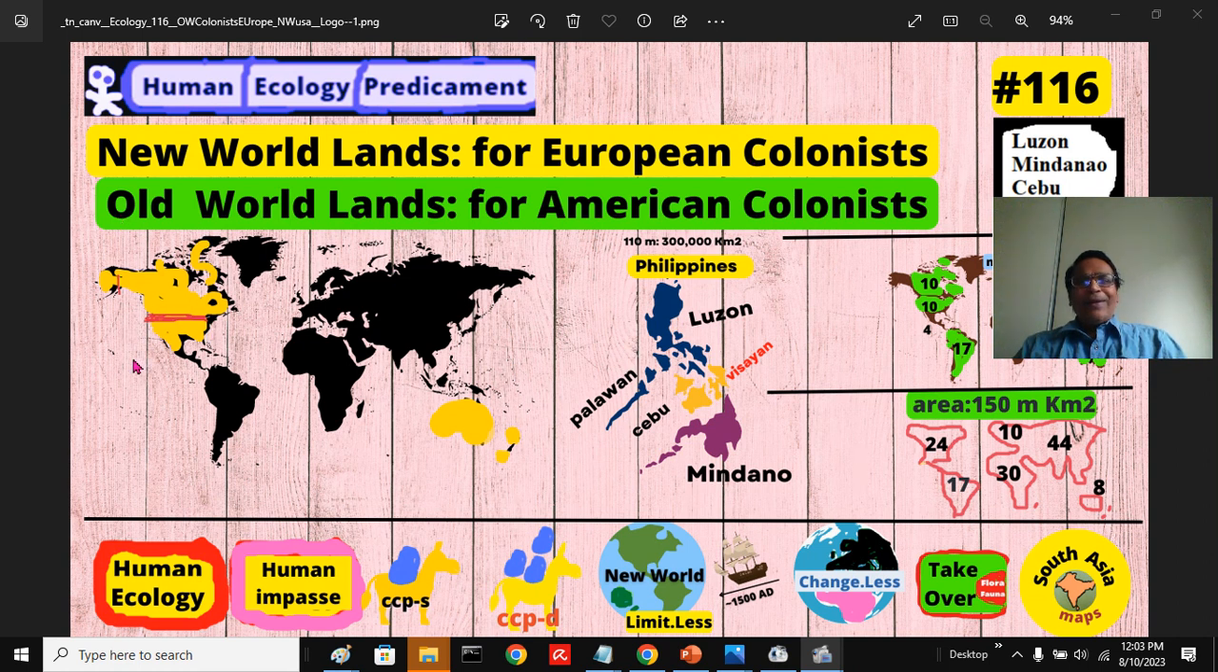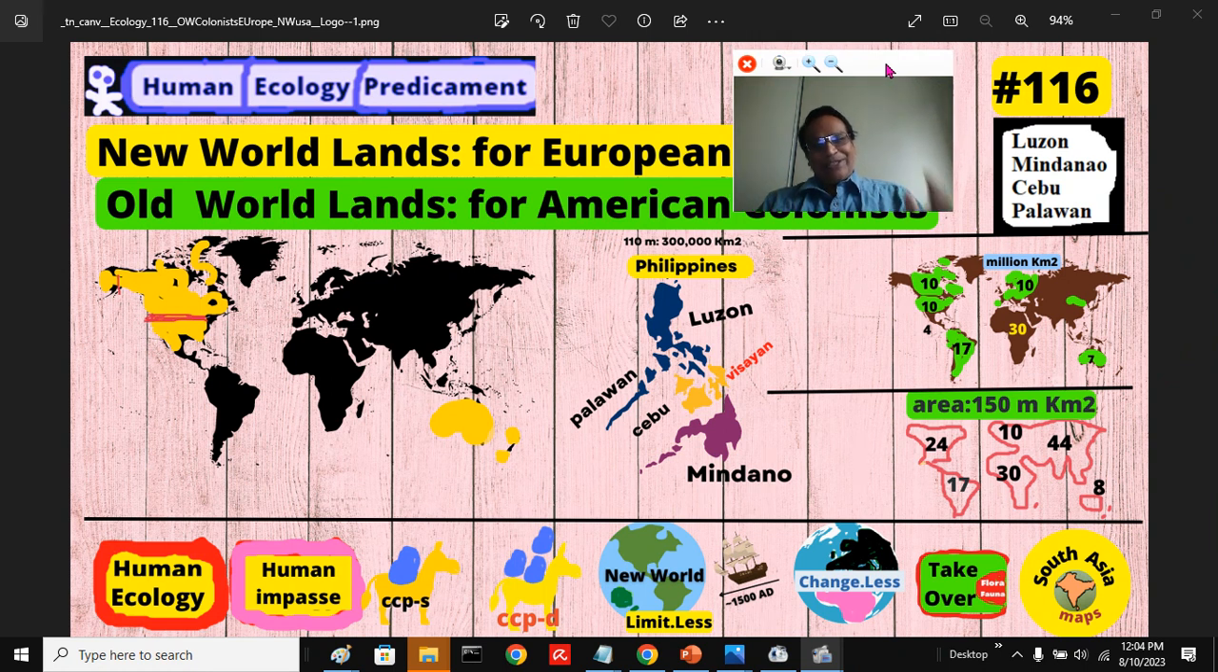Then during 1898, almost 1900 AD, America fought a war with the Spanish Empire, defeated it and occupied the old world lands: the Philippines Archipelago. Archipelago means a group of islands like the Luzon Islands, Visayas Islands, Mindanao Islands, Palawan Island, Cebu Island. There are many other minor islands. The New World lands shown in yellow, I have omitted here for some other region. The New World lands for European colonies in the 1500s. 400 years later, Old World lands for American colonies.